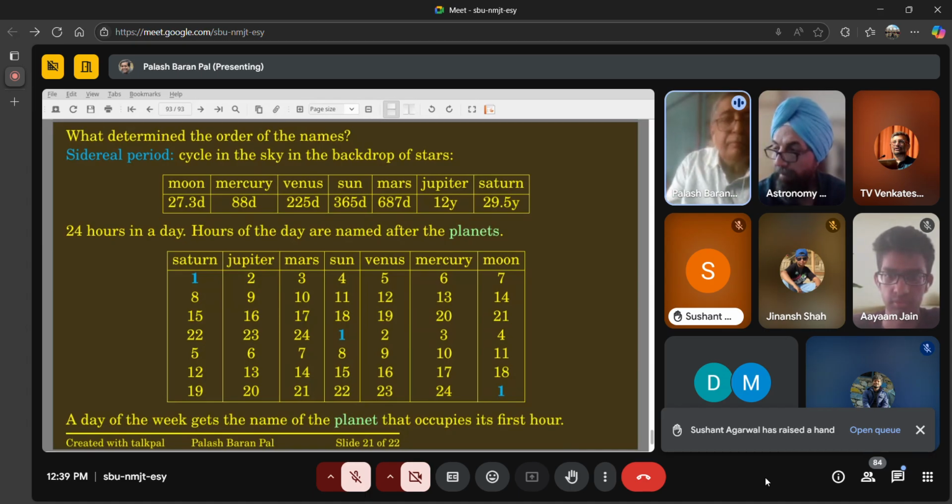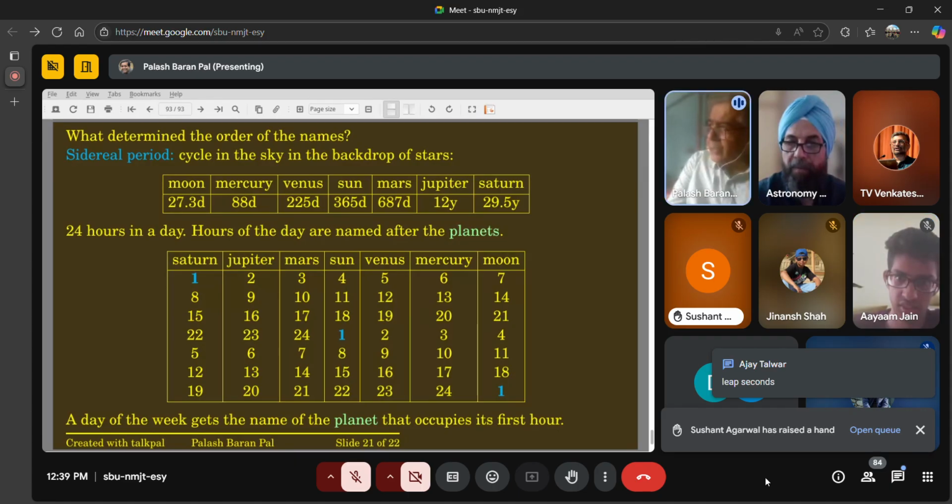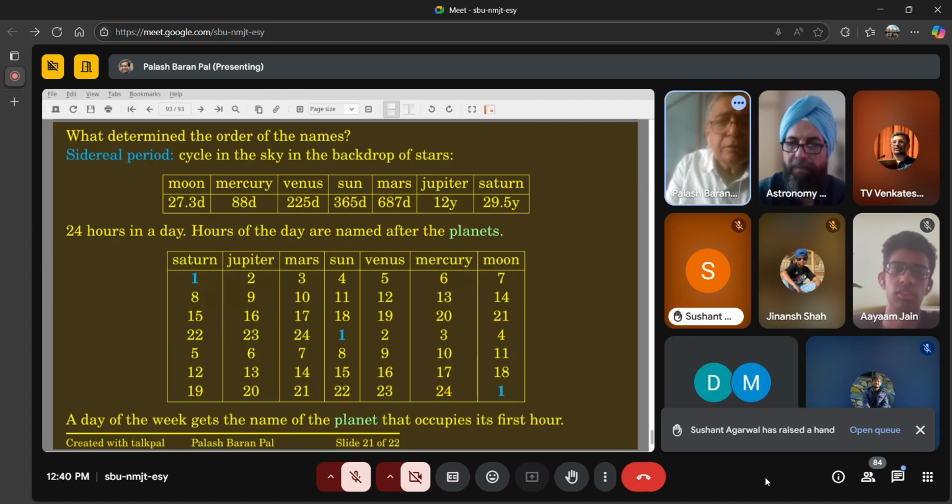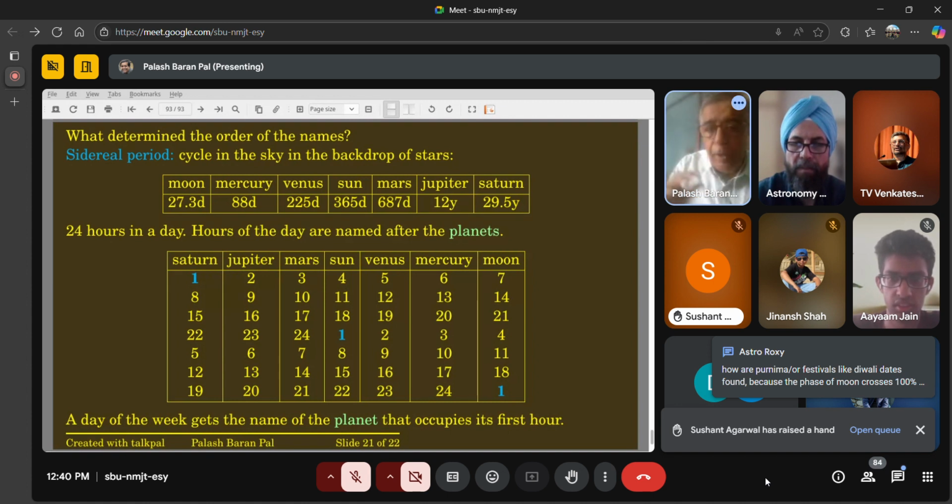It will cause a problem, but that time scale is longer. I'm not sure whether it's longer than 3,000 years, but it's longer than 1,000 years. That much I remember. It is long enough that between the Gregorian reform and now, nothing has changed.